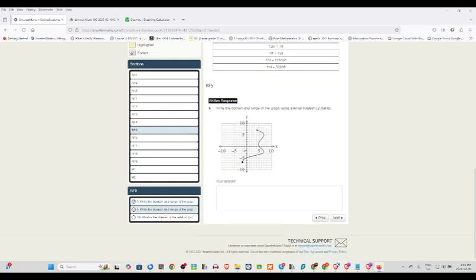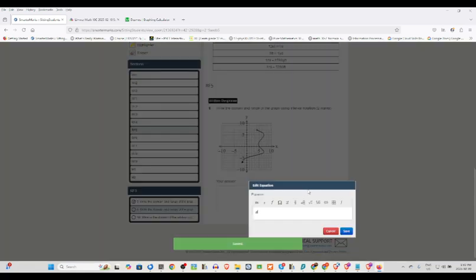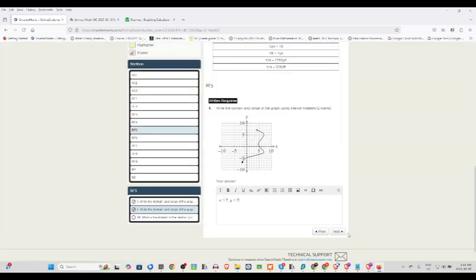Here we have exactly the same type of question with a very different graph. Our domain caps out. The upper limit is at x equals 7. So I'm going to say x is less than or equal to 7. And our range is going to be y strictly less than 7. So they're both limited at 7 this time.